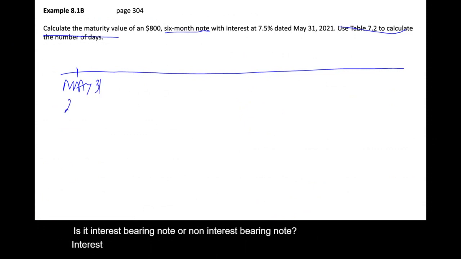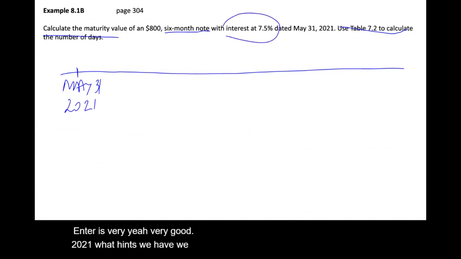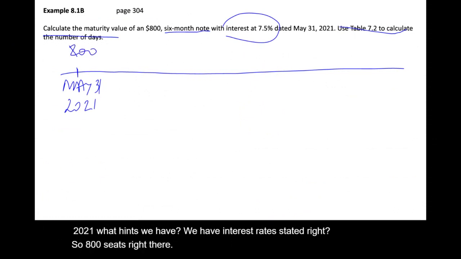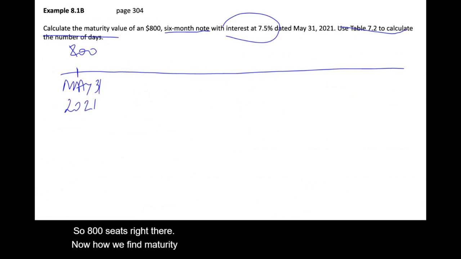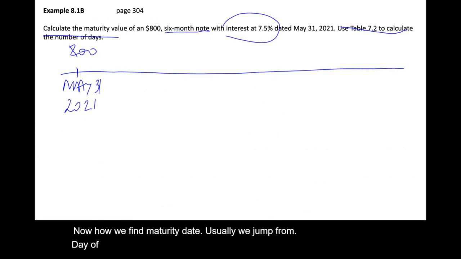Interest-bearing, yeah, very good. 2021, what hints do we have? We have the interest rate stated, right? So 800 sits right there. Now, how do we find the maturity date? Usually we jump from day of the month to day of the month.